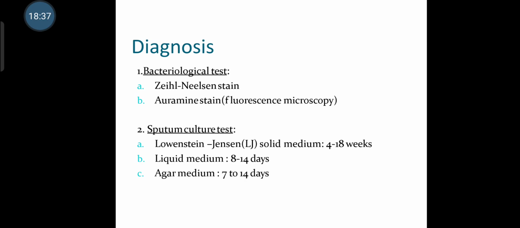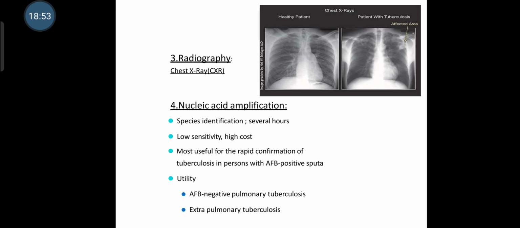Then sputum culture test. In this, the sputum is collected and cultured in solid medium for 4 to 18 weeks, liquid medium for 8 to 14 days, and agar medium for 7 to 14 days, wherein the mycobacterium will grow and develop, and we get an idea whether the person is suffering from tuberculosis or not. Next is radiography or chest x-ray. Here you can find the chest x-ray of a healthy patient and the chest x-ray of a tuberculosis patient, which shows the infection.